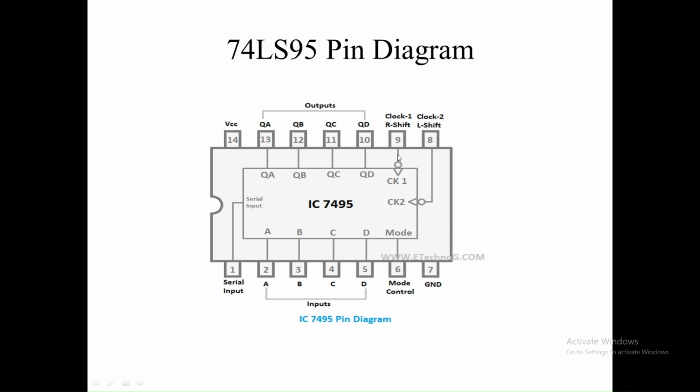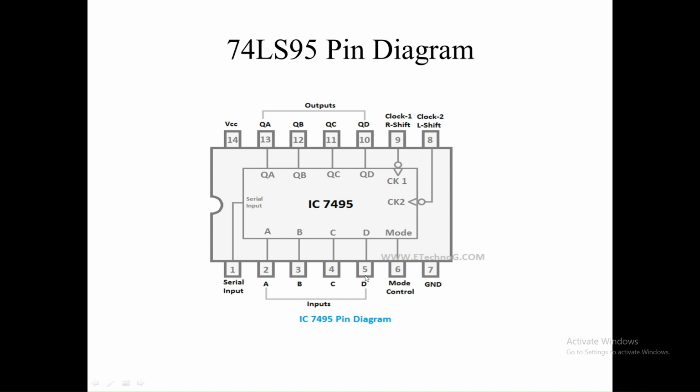This IC works in 2 modes, right shift and left shift. Whenever the right shift operation is used, the clock is connected to pin number 9, and whenever the left shift operation is used, the clock is connected to pin number 8. This is selected with the mode pin, which is pin number 6. When the mode control pin is connected to ground, the IC works in right shift mode, and when the mode control pin is connected to VCC, the IC works in left shift mode.